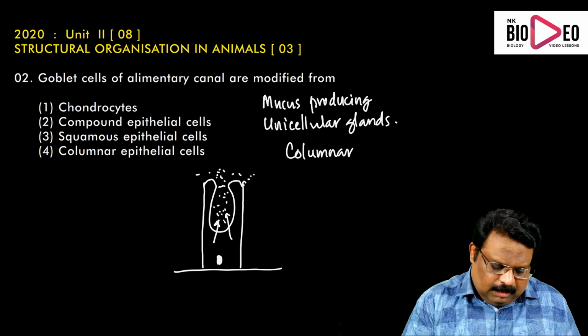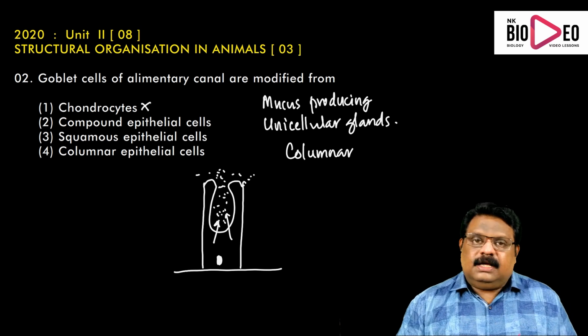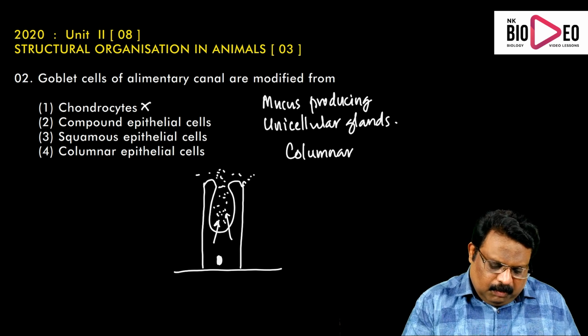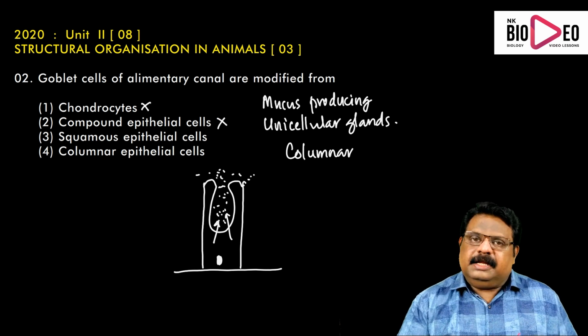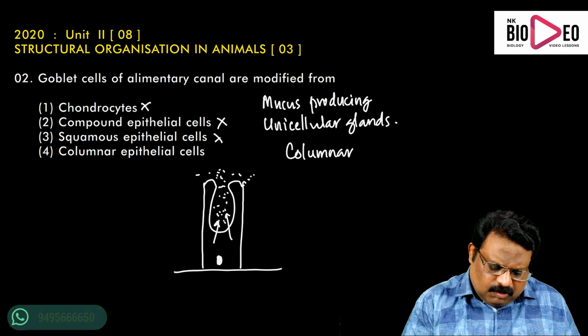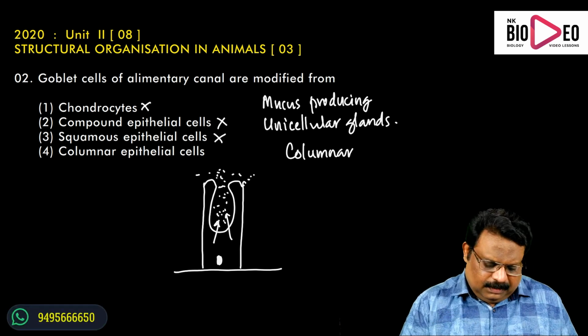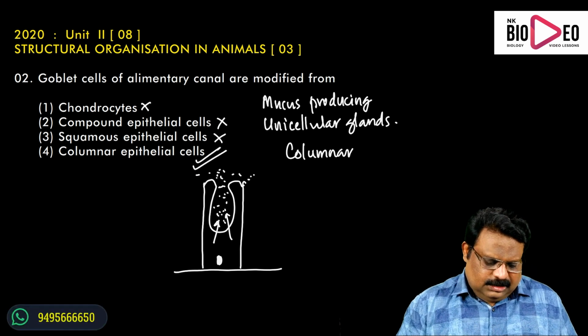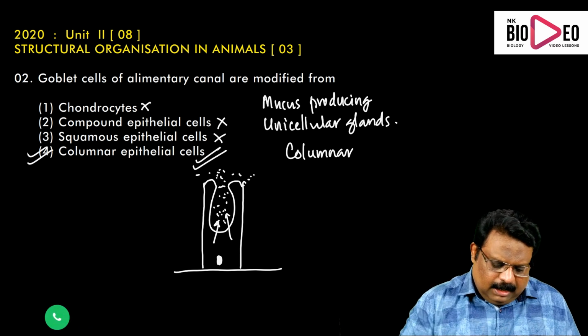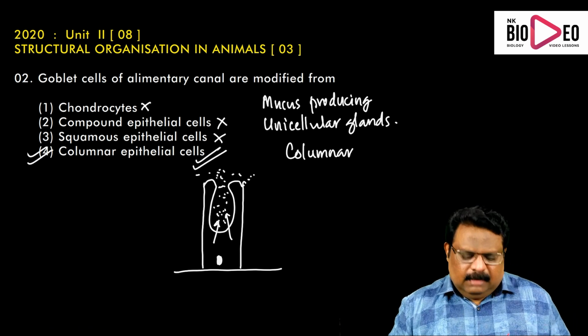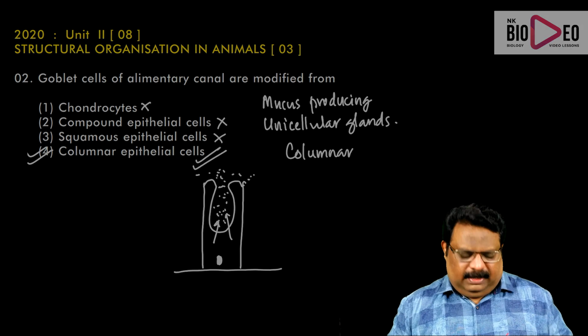So goblet cells are not chondrocytes. Chondrocytes are cartilage cells. Then compound epithelium, no, multi-layered condition is called compound epithelium. They are not squamous. Squamous cells are flat. Then they are actually columnar cells. The goblet cells of alimentary canal are columnar. Whenever it is alimentary canal, all the cells will be columnar only.